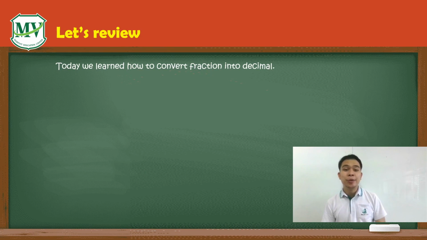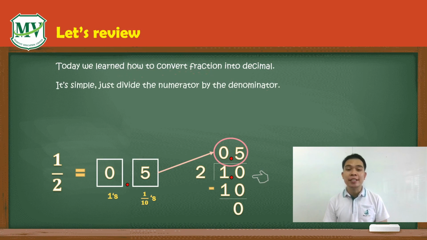Let's review. Today we learned how to convert fractions into decimals. It's simple, just divide the numerator by the denominator.